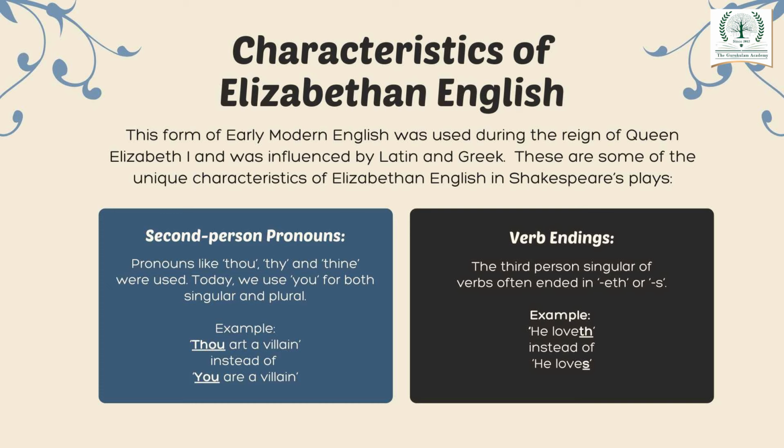Example: thou art a villain instead of you are a villain. Verb endings. The third person singular of verbs often ended in eth or s. Example: he loveth instead of he loves.